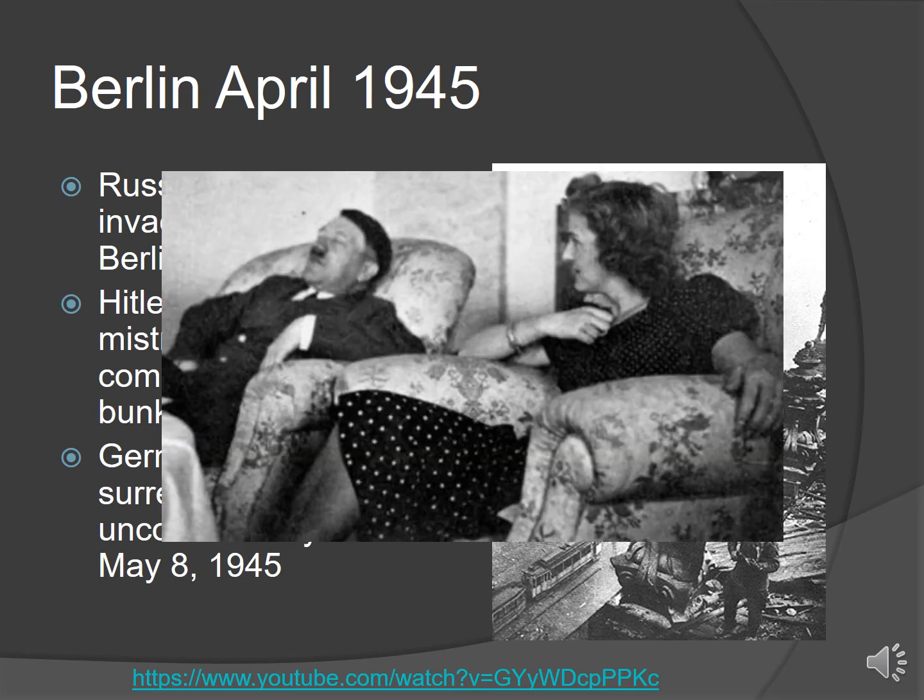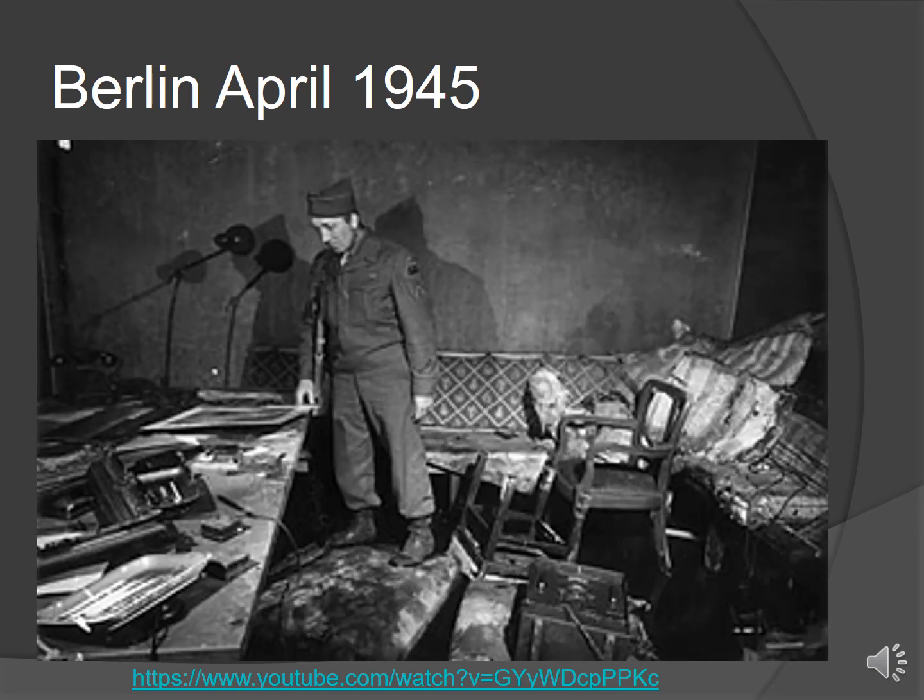There is a picture of Hitler and Eva Braun, and this is a picture of the bunker as it was found by the Allies.